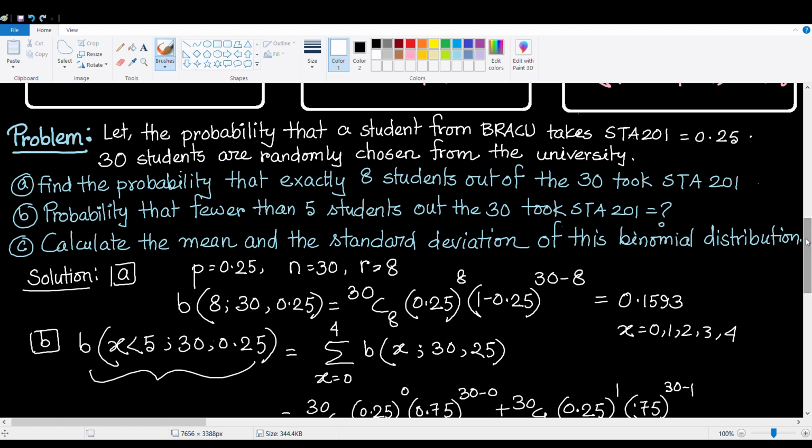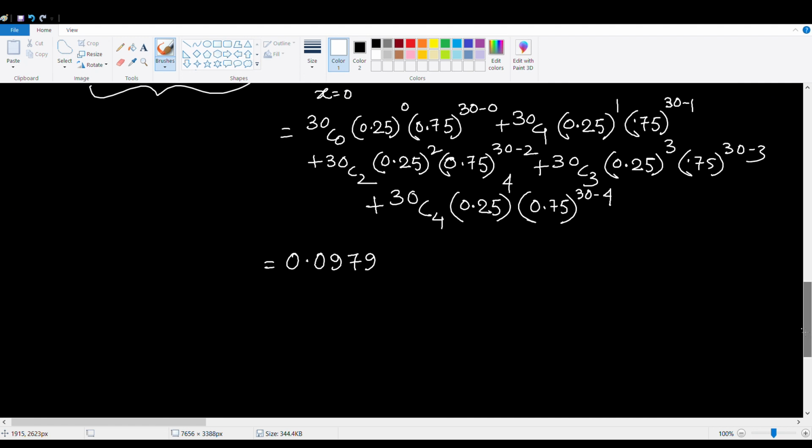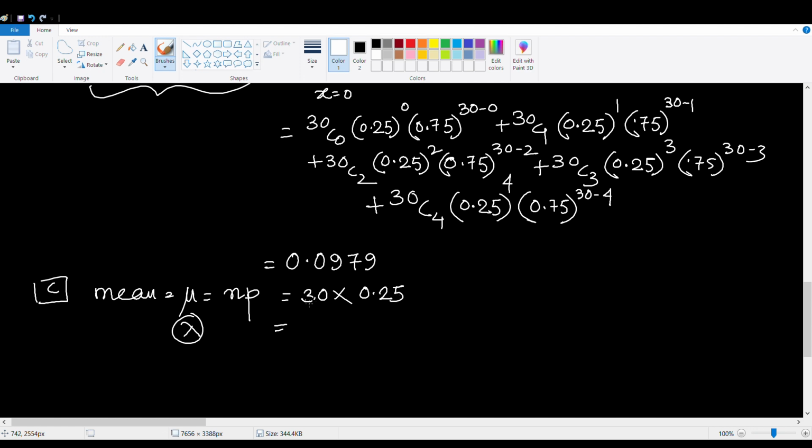Question C asks you to calculate the mean and standard deviation of this binomial distribution. So we know that the mean is denoted by lambda. Now np equals 30 into 0.25, which becomes 7.5. So this is the mean. That means on an average, we will find 7.5 students among every 30 students taking STA201.